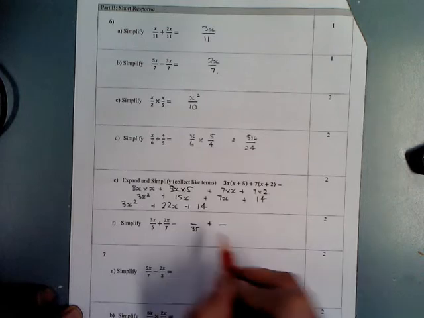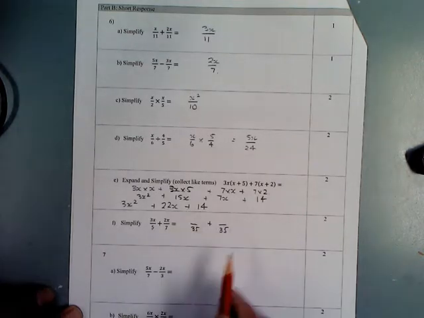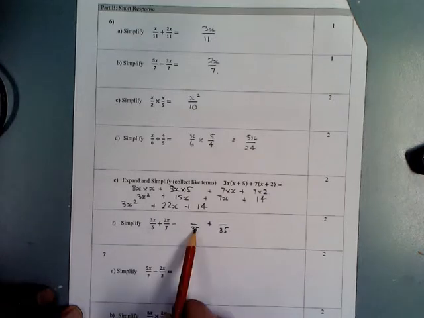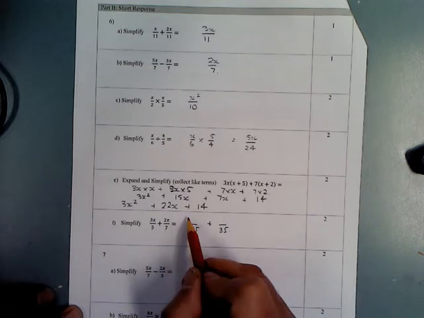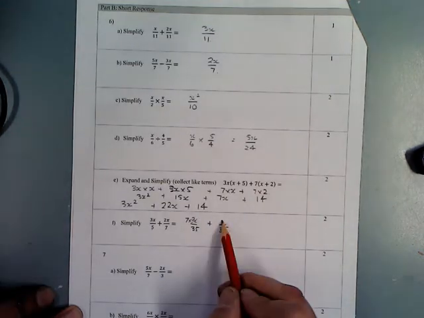Now, what did we do to that 5 to get 35? We multiplied it by 7. So we need to multiply the top by 7 also. So in this case here, the top will be 7 times 3x, and this one here will be 5 times 2x.